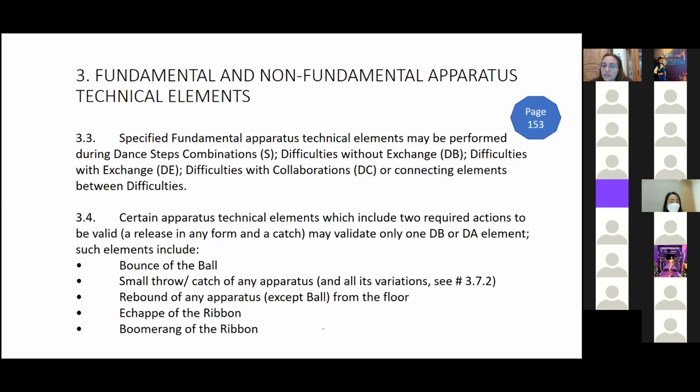Certain apparatus technical elements, which include the 2 required actions, the release and catch, validate only 1 DB or only 1 DA element. The bounce of the ball is a bounce, release, and catch, so it only validates 1 DB or the DA. The small throw and catch, 1 DA or 1 DB. Rebound of any apparatus, échappé of the ribbon. Anything that has release and catch small only validates one thing. It cannot validate 2 DAs. It cannot validate 2 DBs, only 1 DB, even if it has 2 actions.